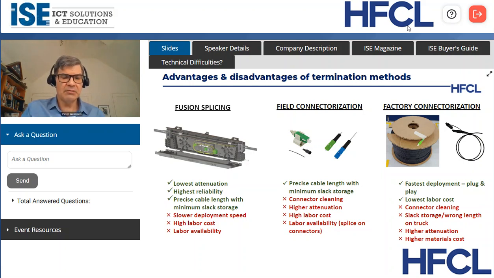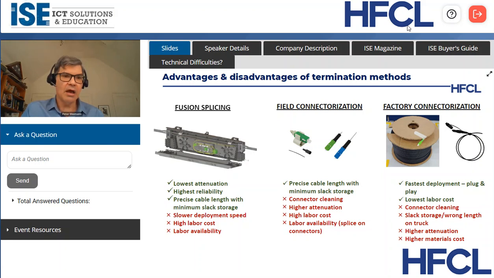The biggest advantage of field connectorization is you can get a precise cable length with minimum slack storage. You still run into the kinds of problems you have when you have a connector. Slightly higher attenuation, although in most cases that higher attenuation won't threaten the system loss budget. Cleaning the connectors, there's a little more labor involved to terminate in the field. And if you're using a splice-on connector, you're still using a trained splicer to put the splice-on connector.